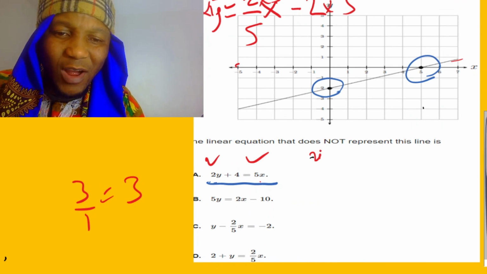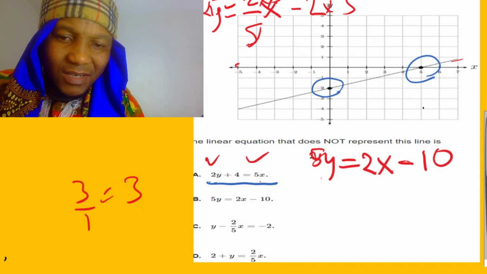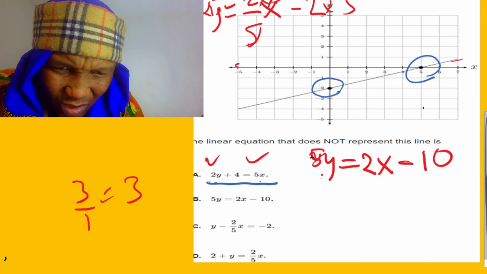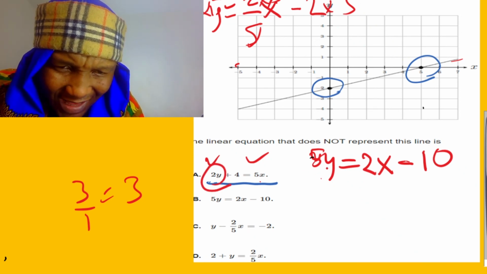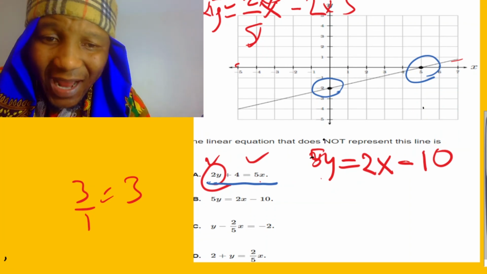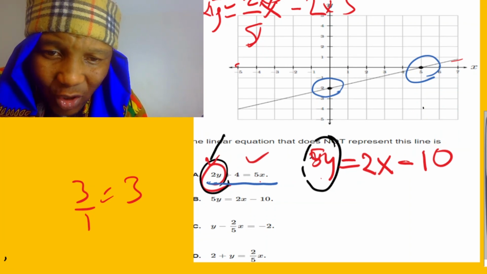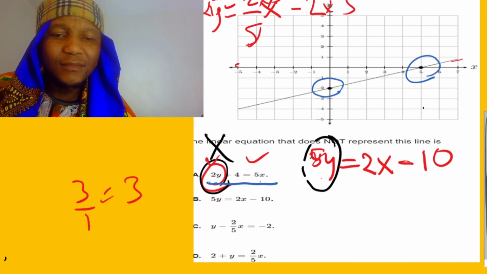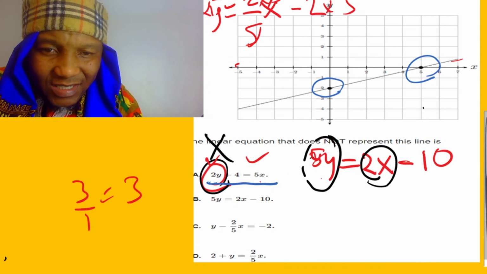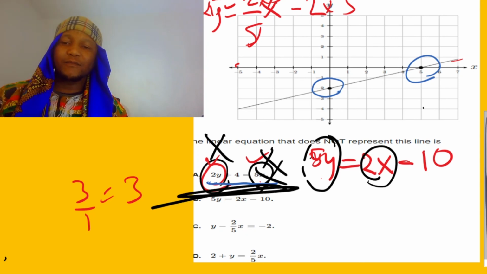5 times y equals 5y. Equal, this and this cancel, to 2x minus 10. Now let's come here and see if it's true. There is no 2y here. This is not 2y. Even though when you substitute the coordinates, it gives us true. But this is 5y and this is 2y. Wrong already. This is 2x. This is 5x. Wrong already. So this is wrong. First option is wrong. Look.